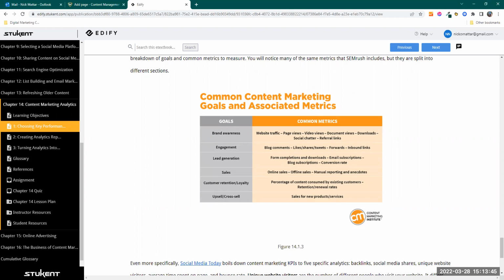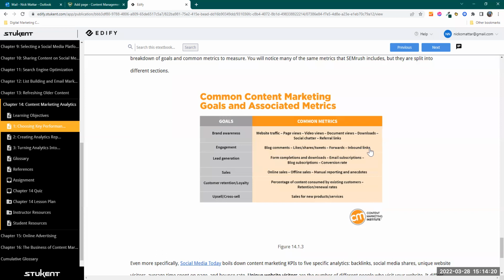But you want to think about just in general where metrics can fall in terms of goals. For example, if you look at engagement, these are all pretty obvious: blog comments, shares, tweets, how many times your email is forwarded, and how many inbound links you have. That all shows people's engagement with a brand. Again, you don't have to memorize these. I'm not going to ask what kind of metrics should go with brand awareness.